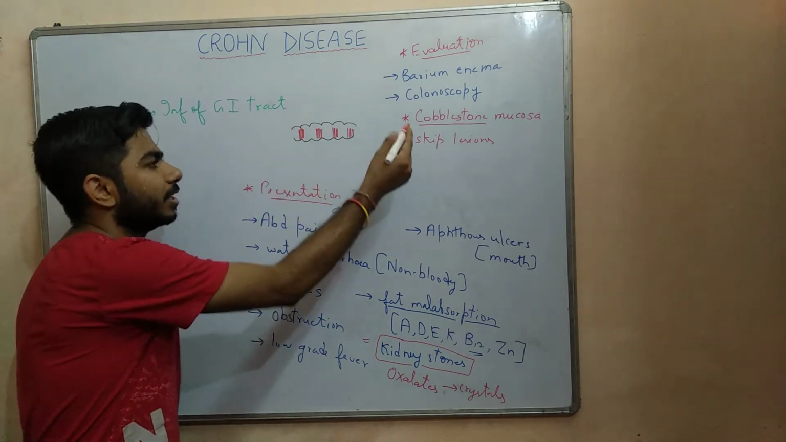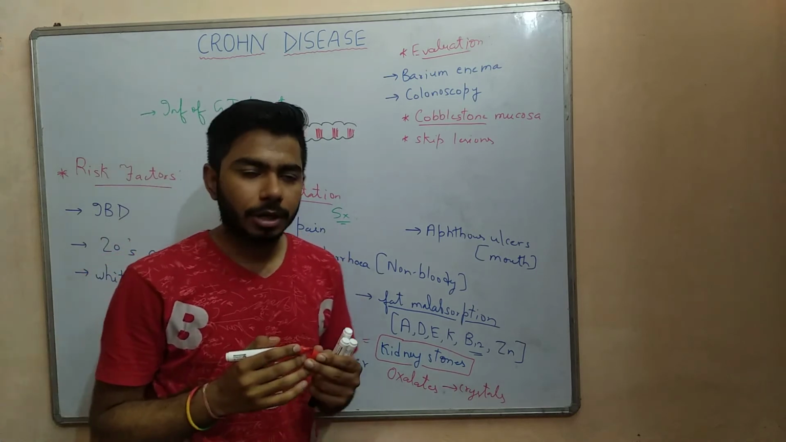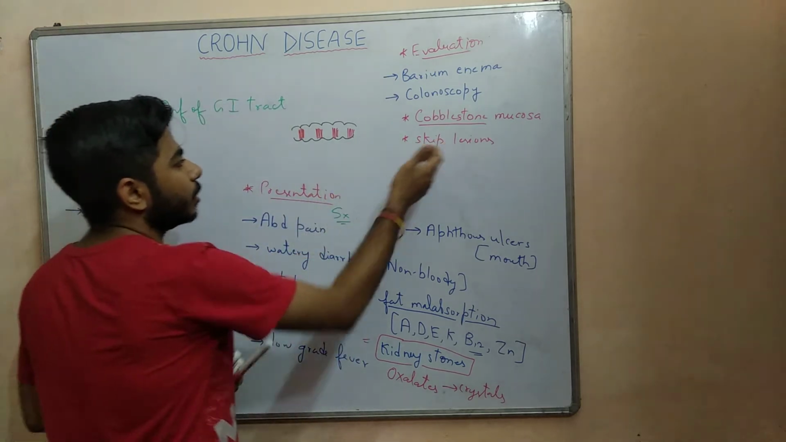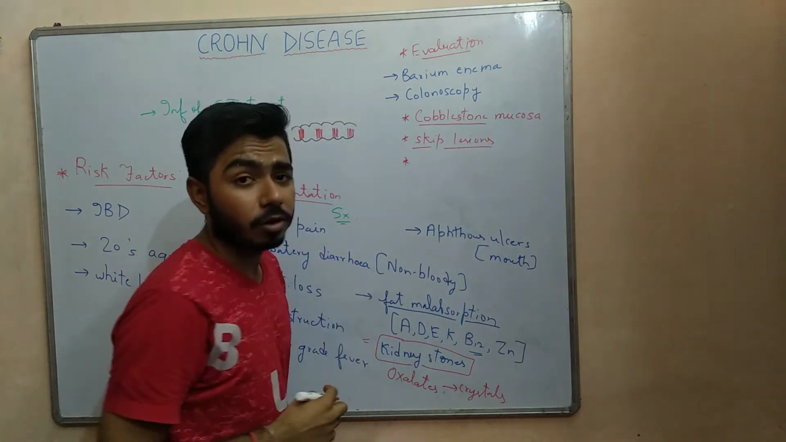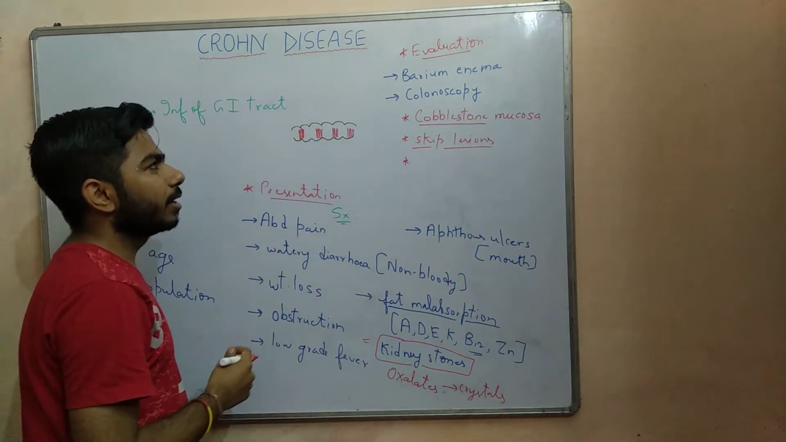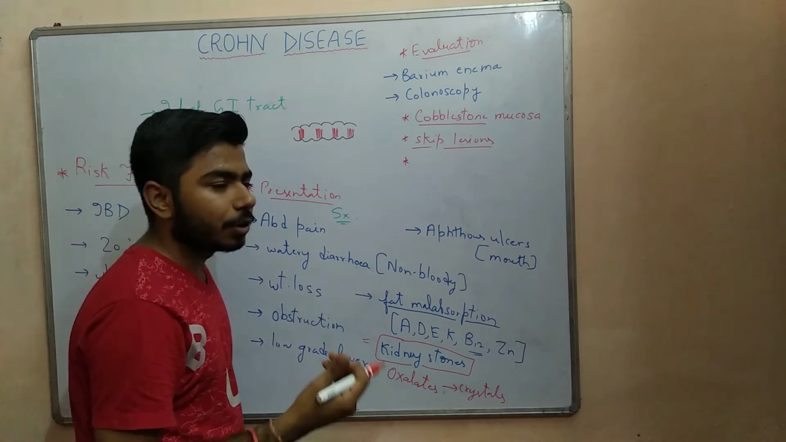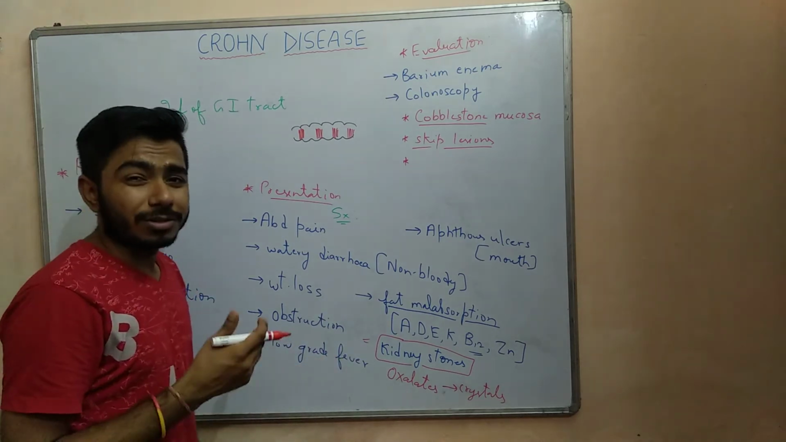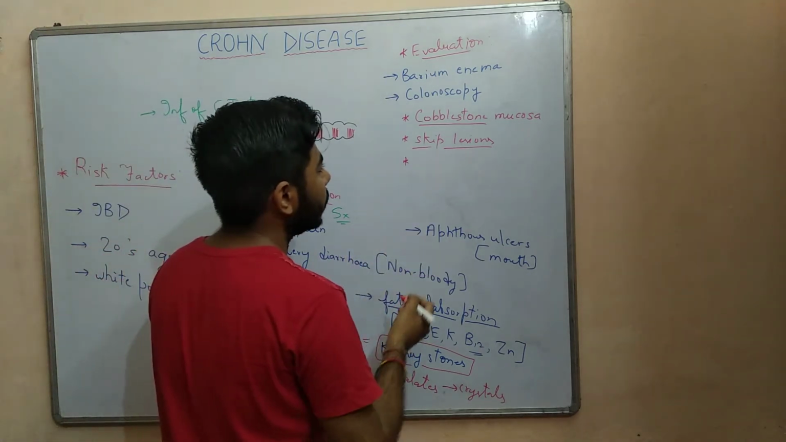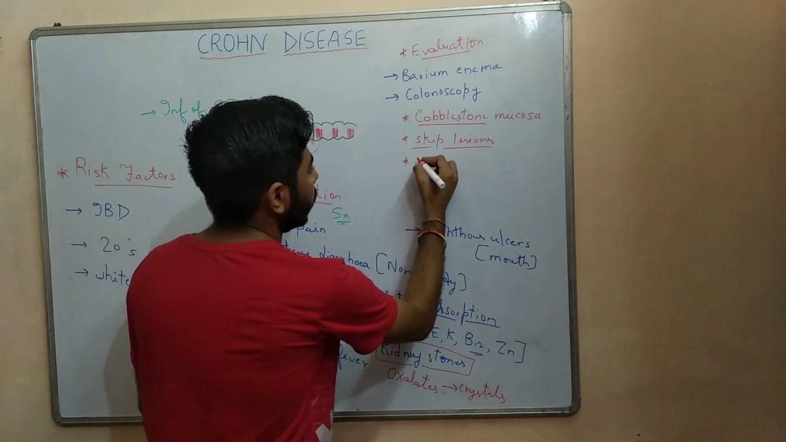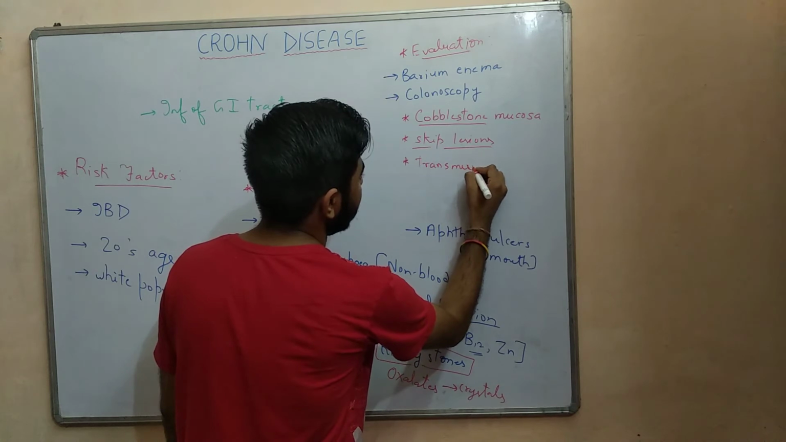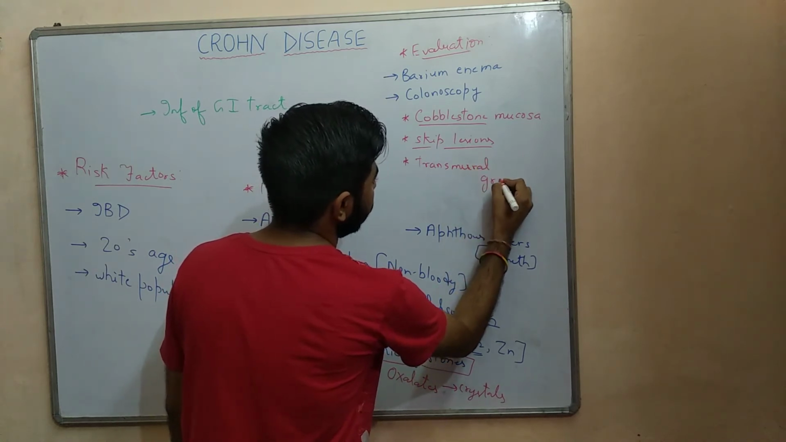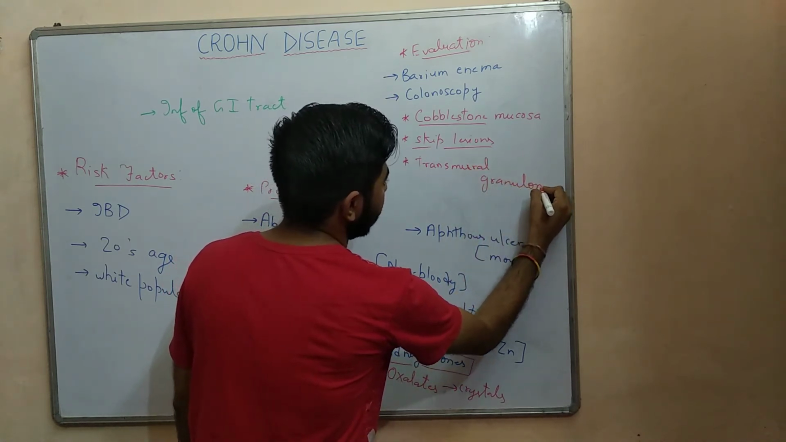This kind of pattern is seen in Crohn's disease. That's why I mentioned over here this is skip lesion, which can be easily seen by colonoscopy. So colonoscopy is quite a good method for evaluation as far as Crohn's disease is concerned. What else can be seen? Cobblestone mucosa, skip lesions, transmural granulomas can be seen.